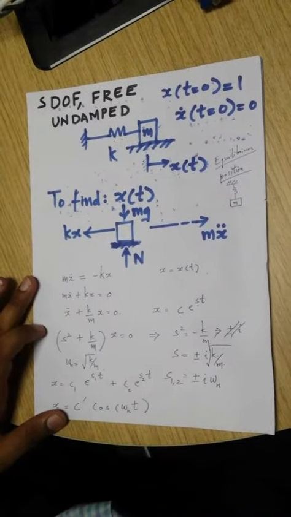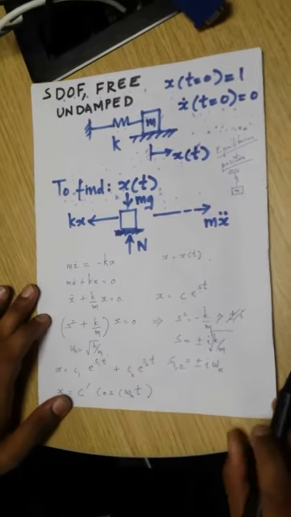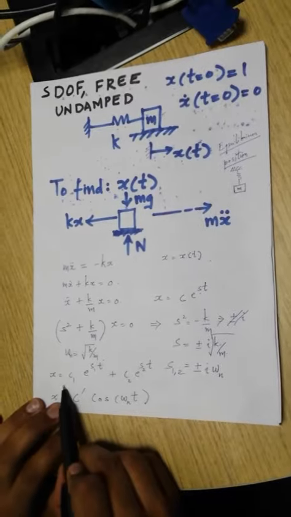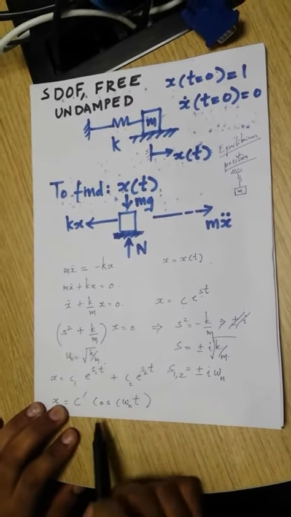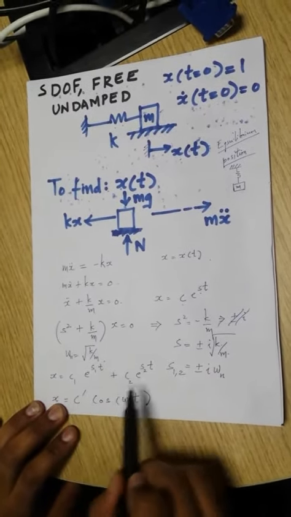Back to the small session on vibration. So last time we stopped here. We got the equation for x in terms of t. Now there are two constants.